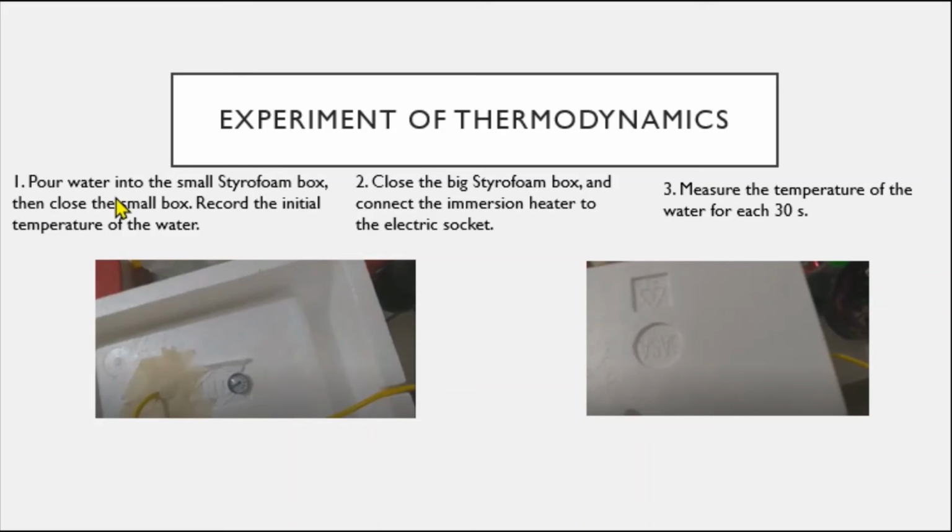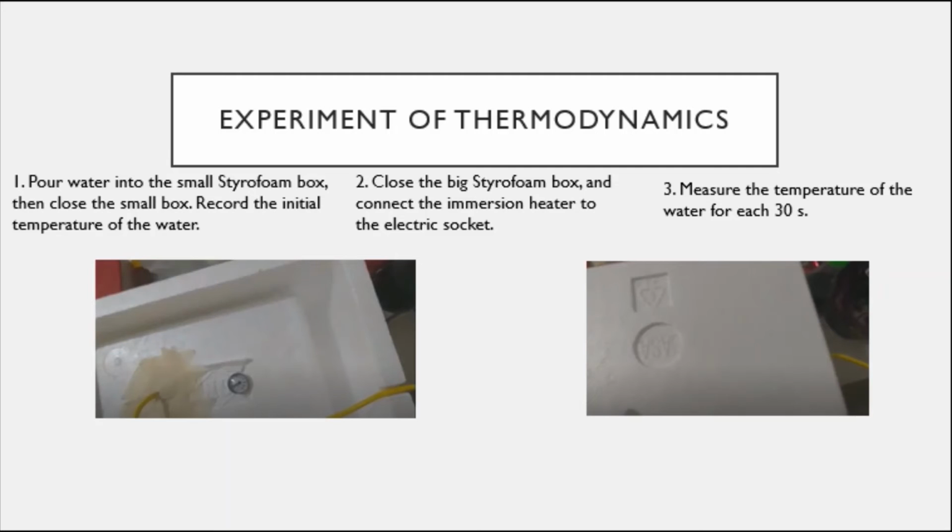First, pour water in the small styrofoam box, then close the small box and record the initial temperature of the water. And then close the big styrofoam box and connect the immersion heater to the electric socket and measure the temperature of the water for each 30 seconds.